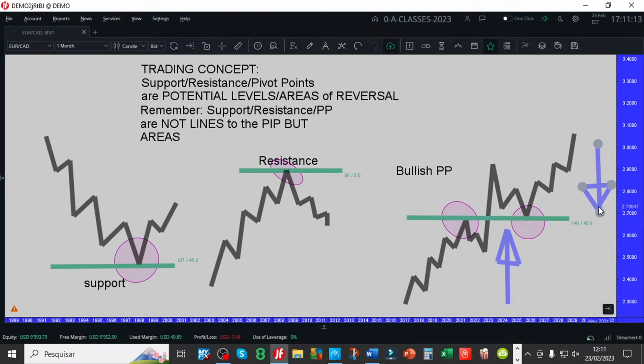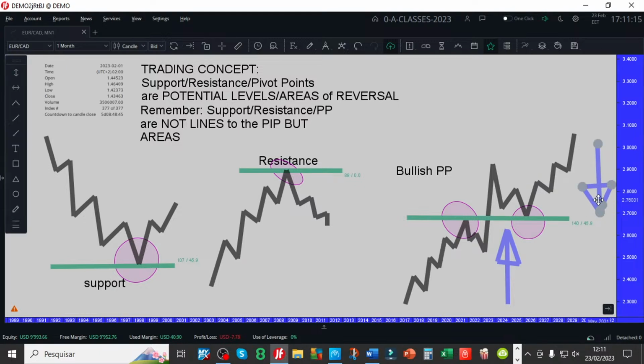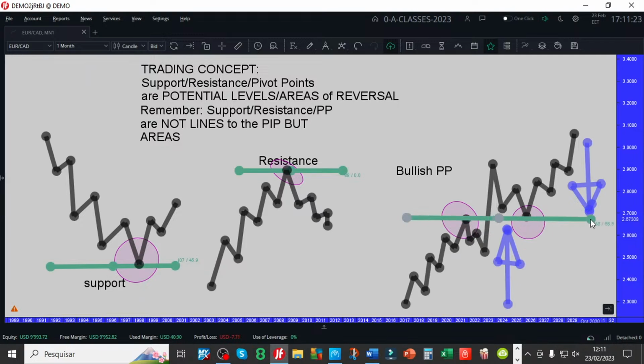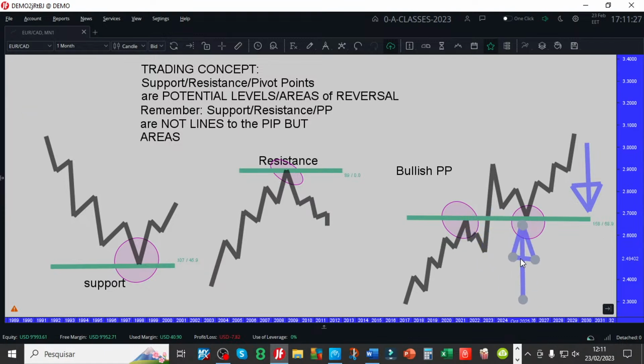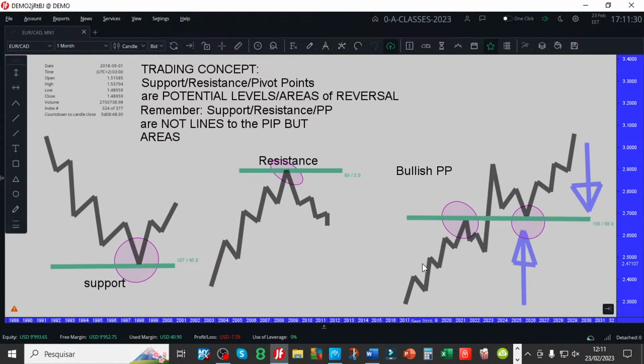It can hit, break, touch, whatever. Those are not lines. No, pay attention. Those are not lines to the pip. Yesterday Dimitar was asking, no, it's 0.8 what? Those are areas. Okay, but let's go step by step.